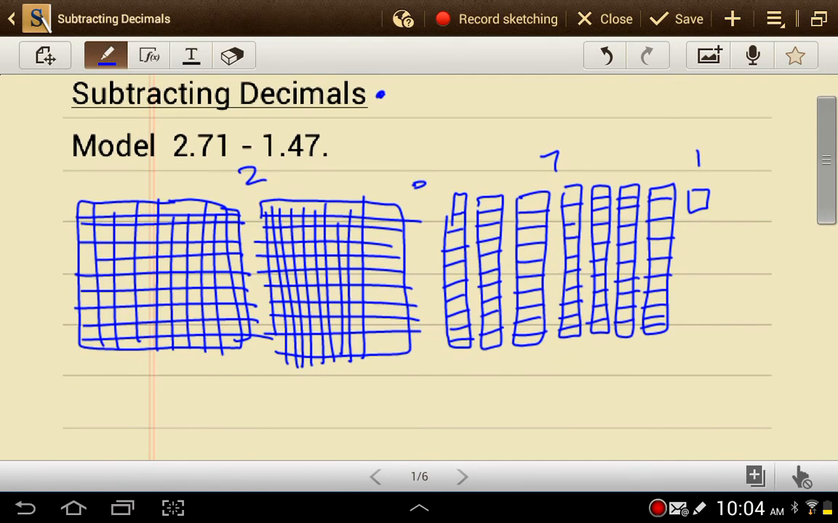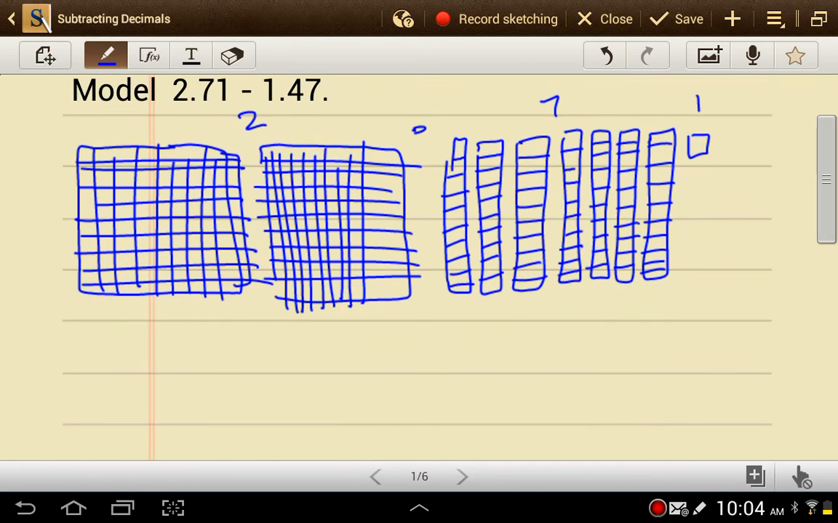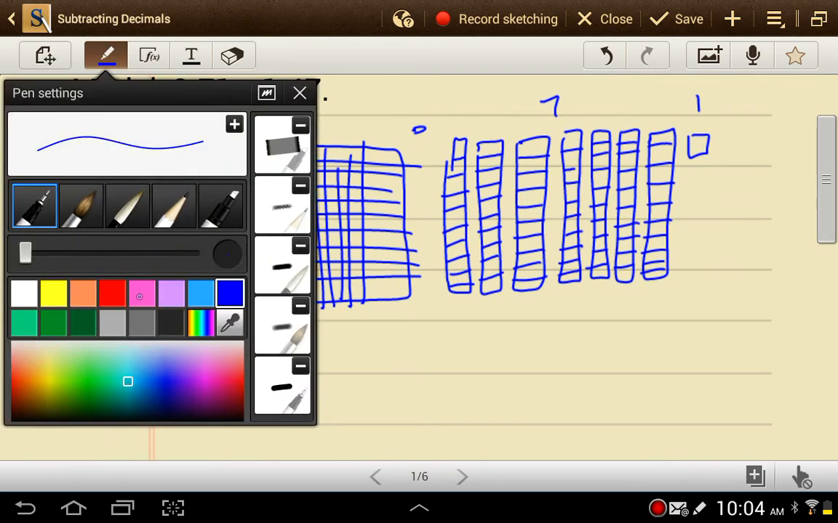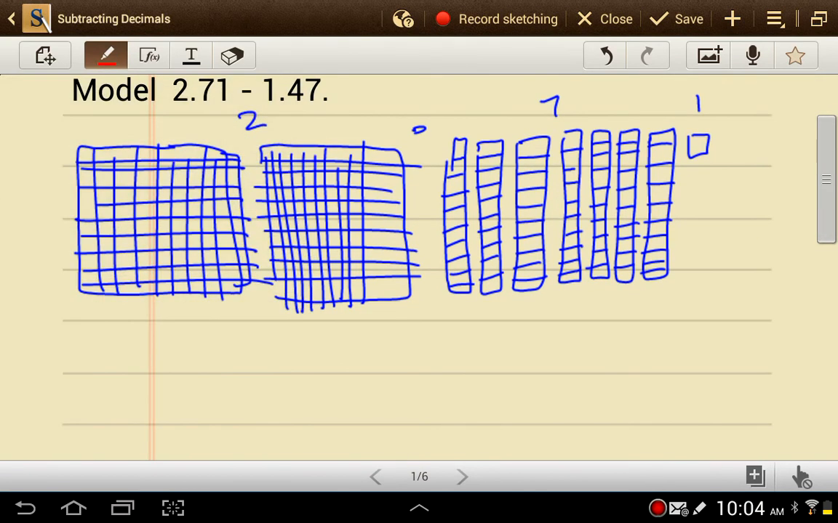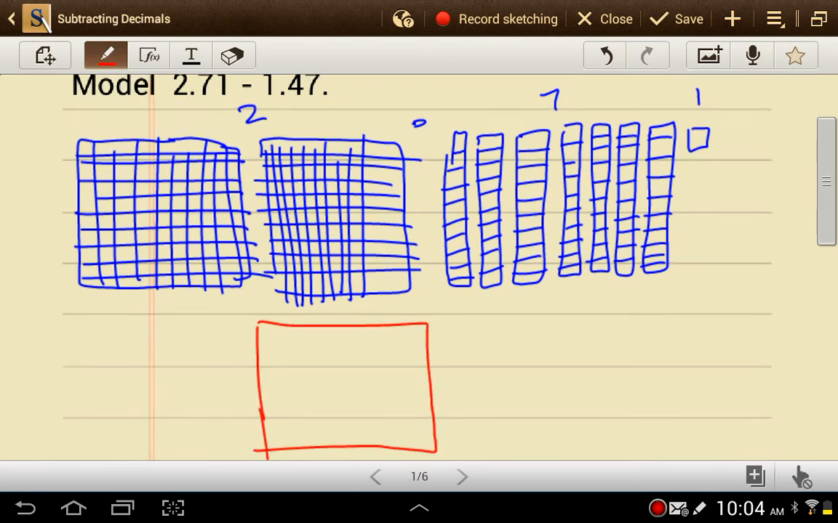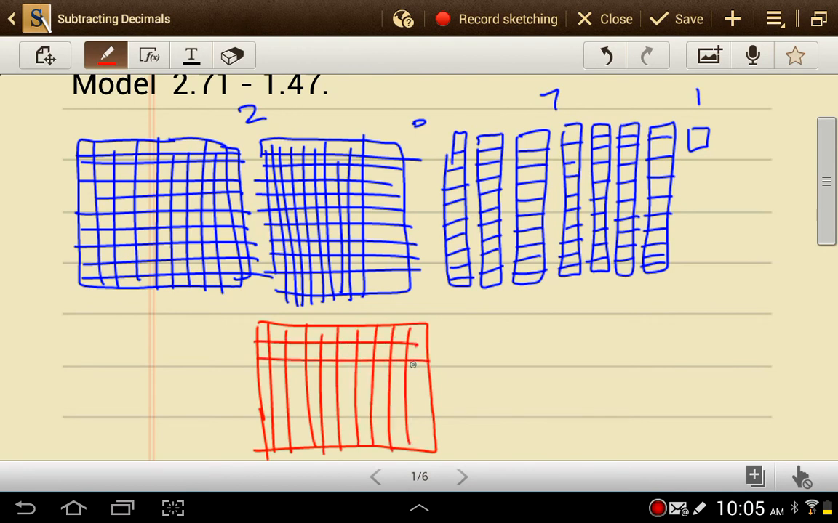I'm going to scroll down a little bit here and change my color and make these red. I'm going to do the same thing for 1.47. So I'm going to make my box, and I have 100 there, and then I've got 1.47.